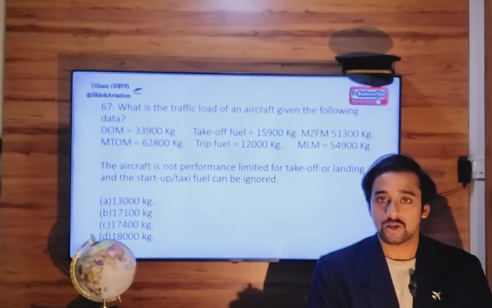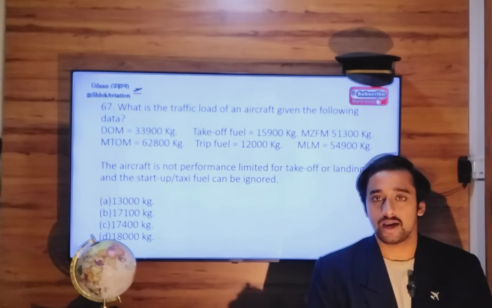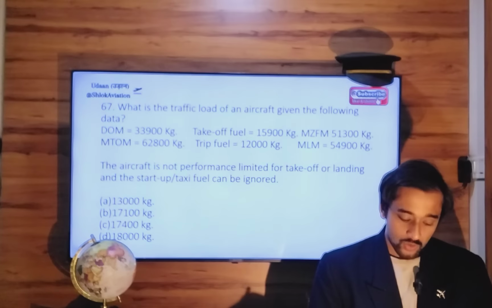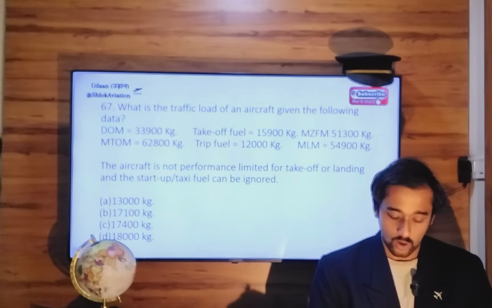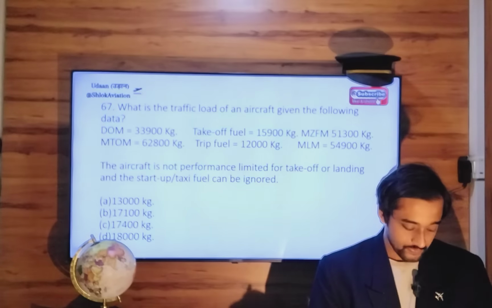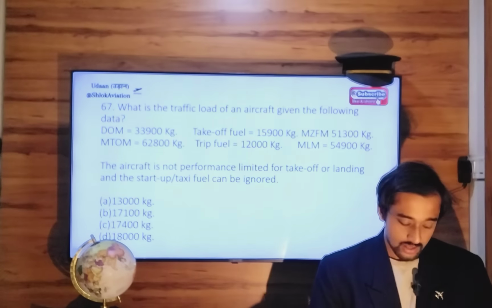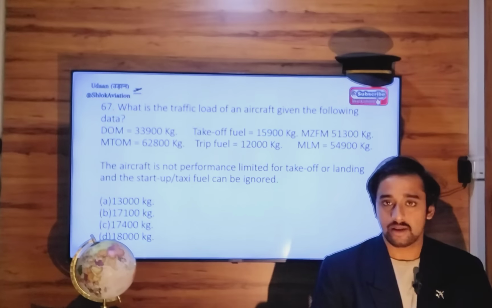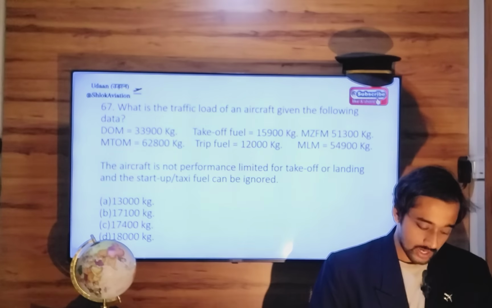Let's start with question 67, in which there is direct application of formula and other concepts. What is the traffic load of the aircraft under the following conditions? DOM, takeoff fuel, zero fuel mass, takeoff mass, landing mass and trip fuel are given to you. The aircraft is not performance limited for takeoff or landing, and the startup taxi fuel can be ignored, too small to consider.